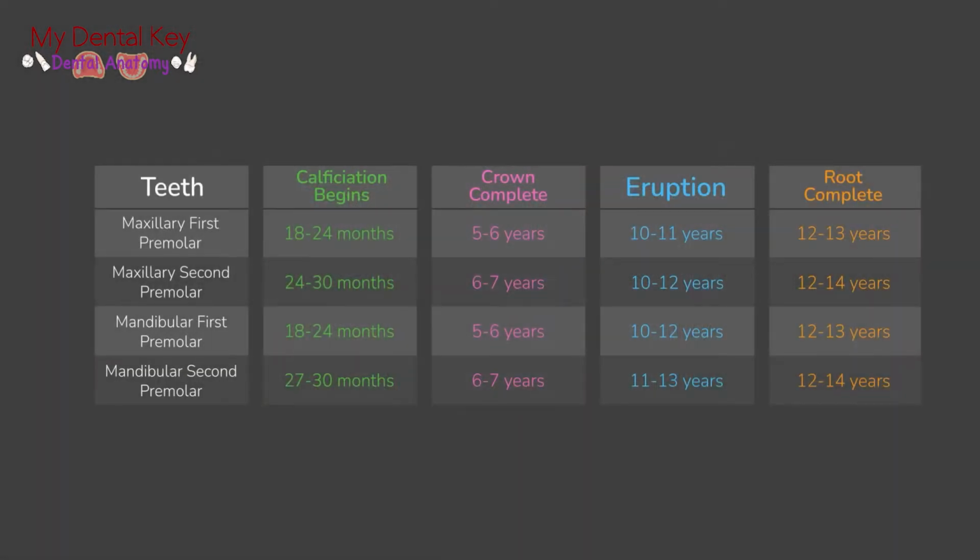In children, mandibular second premolars calcify at 27 to 30 months old. These teeth complete their crowns at 6 to 7 years old, erupt at 11 to 13 years old, and complete their roots at 12 to 14 years of age.